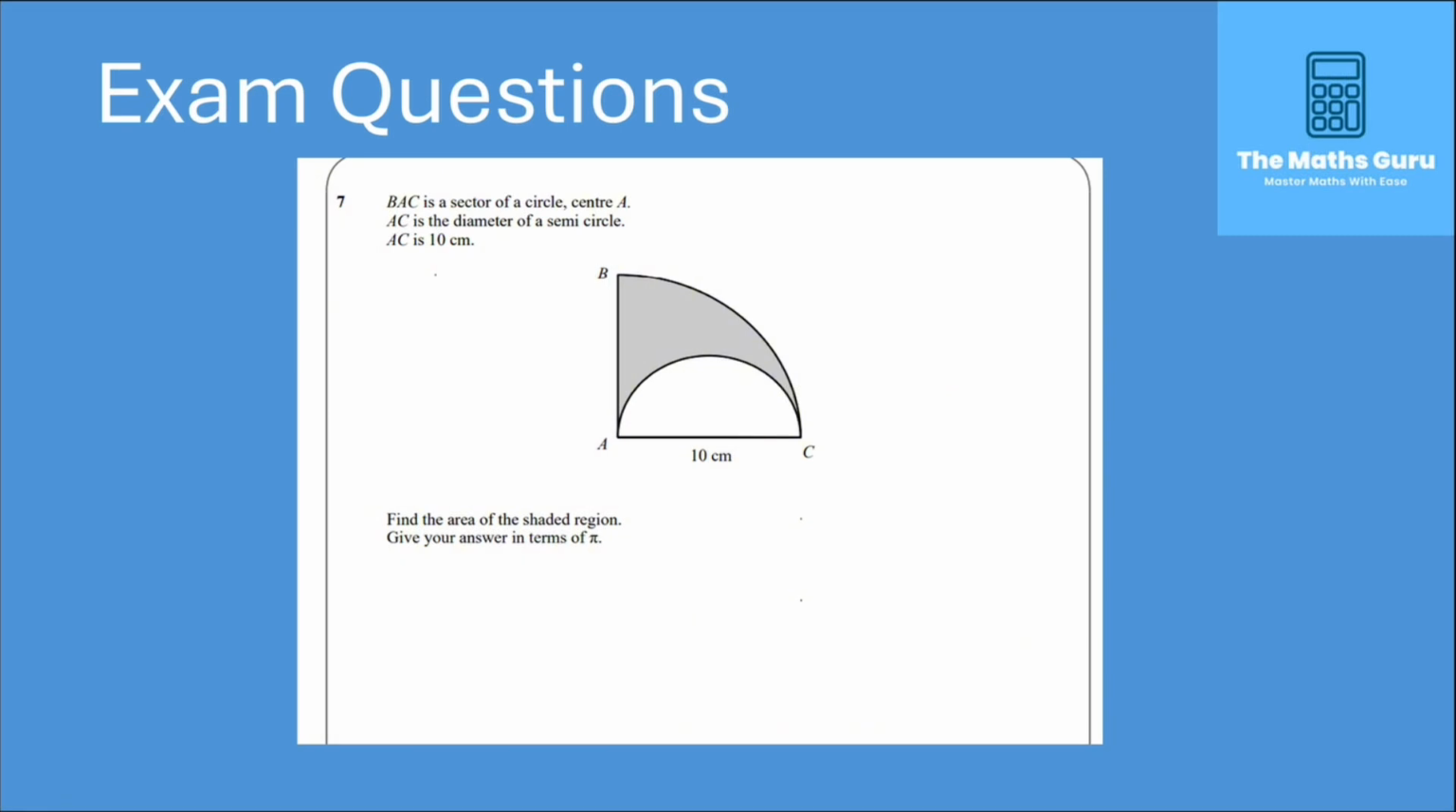Moving on to question number 7. We are told BAC is a sector of a circle with center A. So AC is the diameter of a semicircle. The semicircle is here, and our AC is our diameter. Find the area of the shaded region. First things first, we're going to have to work out the area of the entire sector, as you can see, and then we're going to have to minus the area of the semicircle to find the area of the shaded region.